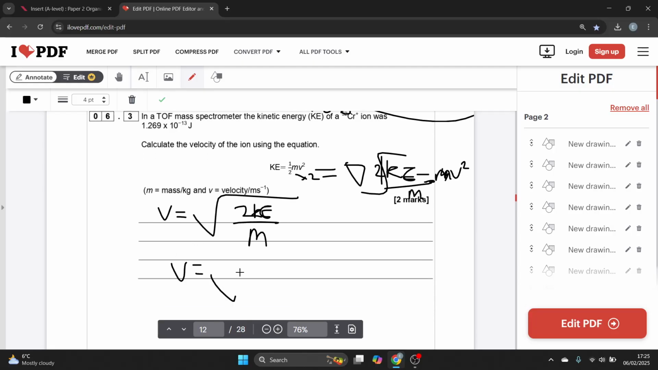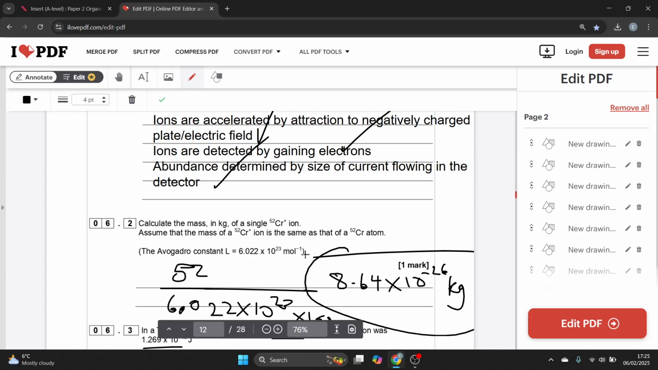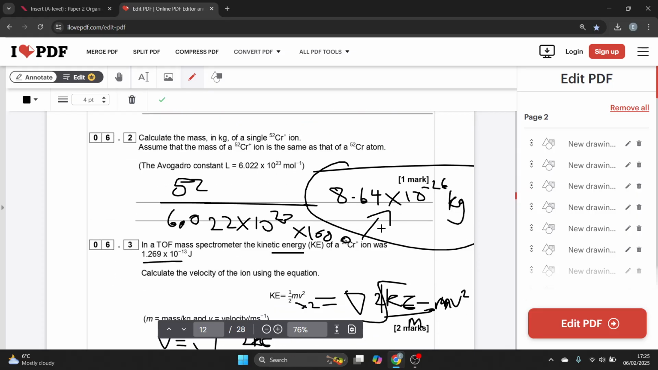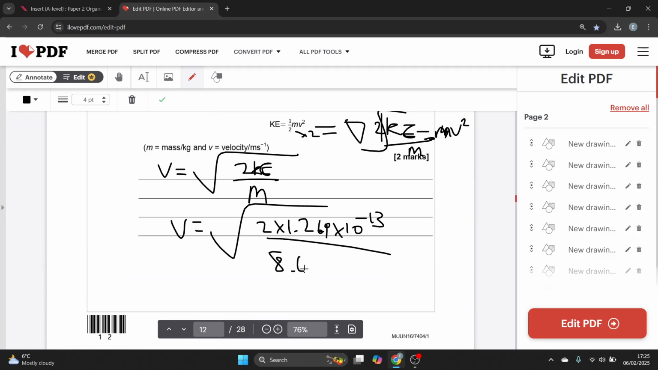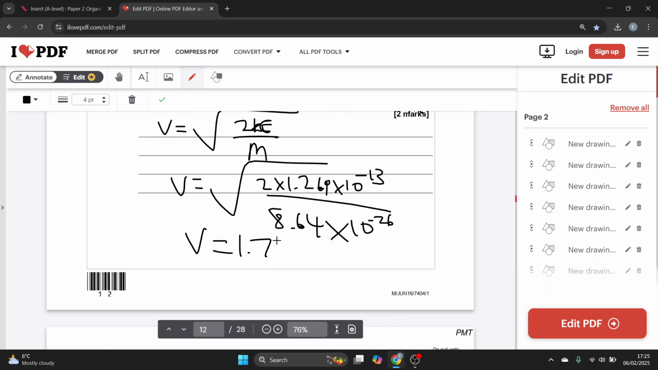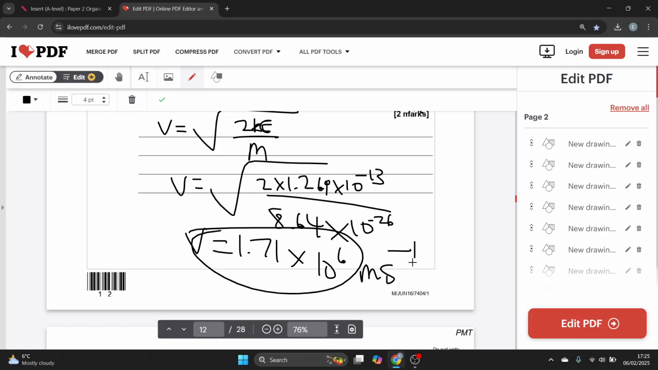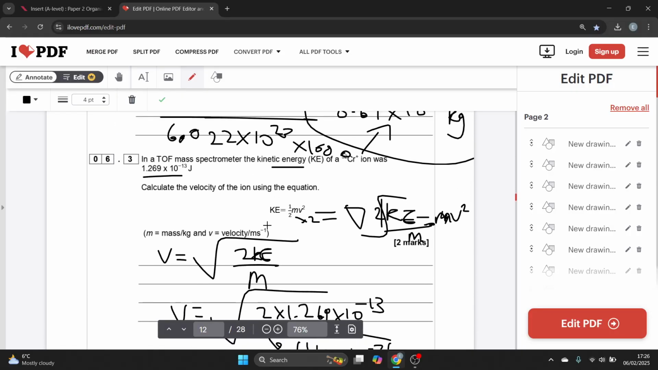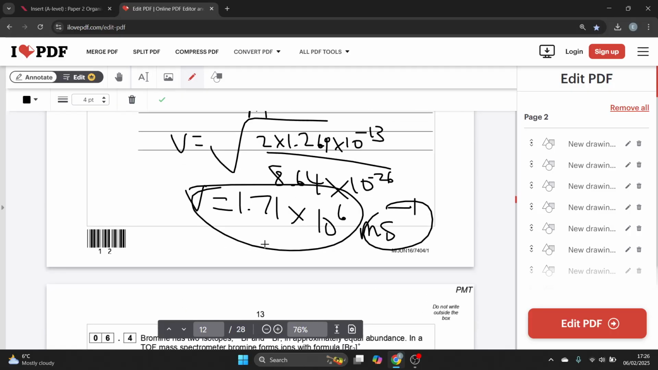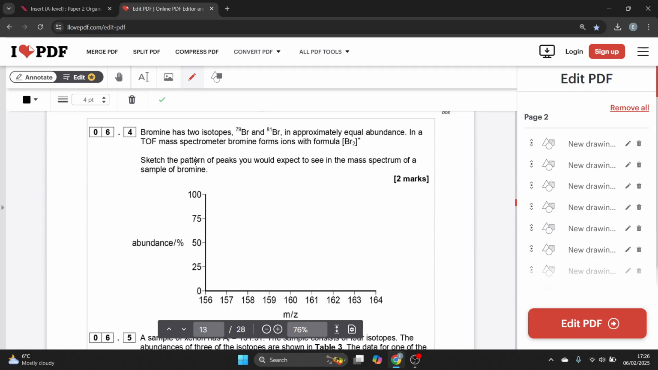Therefore, velocity is going to be the square root of 2 times 1.269 times 10 to the power minus 13. That's the kinetic energy. Divided by the mass of the 52Cr+ ion, which I just worked out in the previous part, 8.64 times 10 to the power minus 26 in kg. I get a ridiculously large number, so I need to put it in standard form: 1.71 times 10 to the power 6 meters per second to the power minus 1. Remembering to put it in standard form gives me the units anyway. But always put it in standard form if you can, if it's a ridiculously large number.